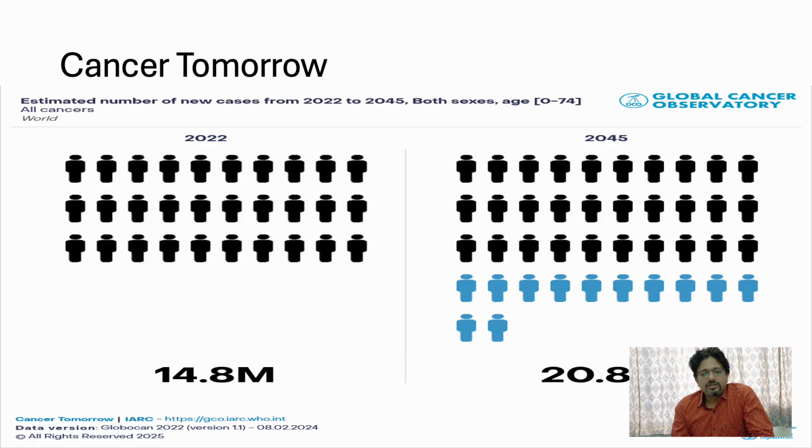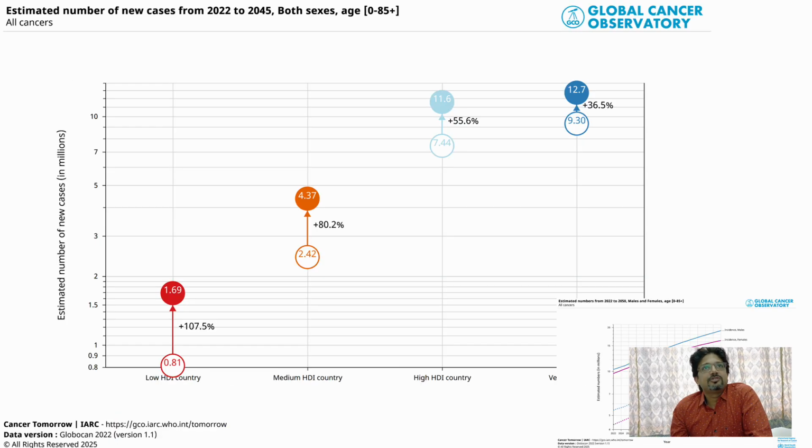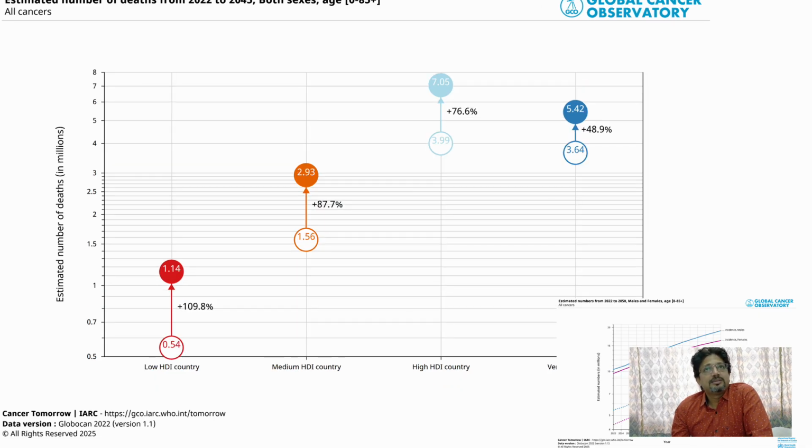At present, according to 2022, there are 14 million cancers diagnosed. But if we predict to 2045, around 20 million cancer cases are likely. This is the bubble chart where, according to different HDI levels, the estimated number of new cancer cases is going to increase. Similarly, the mortality from cancers is going to increase.